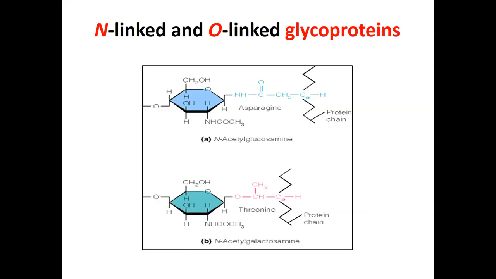Is that clear? So the N linkage involves asparagine, but the O linkage involves the threonine. Is that clear? And threonine is a part of the proteins, okay, to which the oligosaccharide is attached. Is that clear? Good. All right, so those are mentioned.